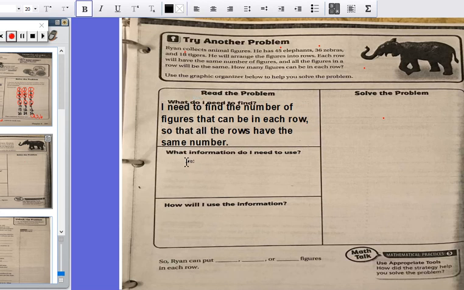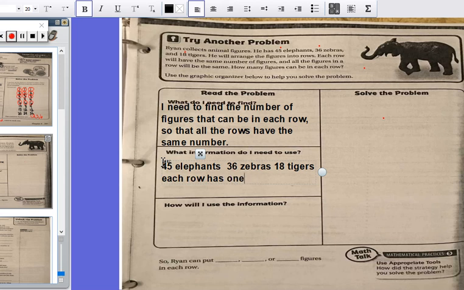Alright, what information do I need to use? So I put that there were 45 elephants and 36 zebras and 18 tigers. And then each row is to only have one type of figure. Each row has one type of figure. Okay?